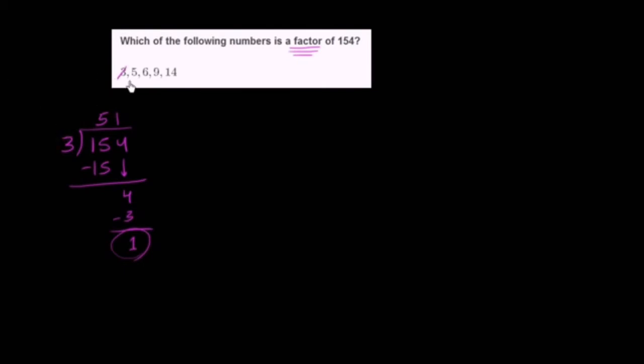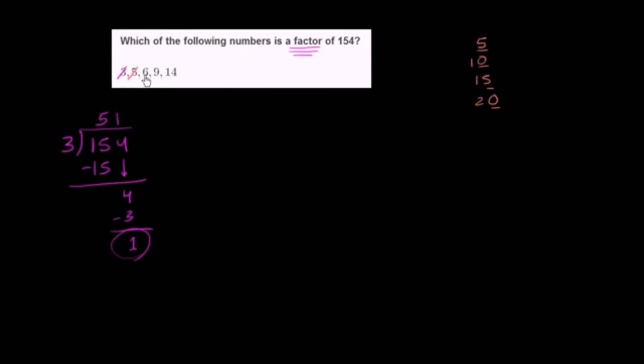Now what about 5? Well, any multiple of 5 is either going to have a 5 or a 0 in the ones place. You see that 5 times 1 is 5, 5 times 2 is 10, 5 times 3 is 15, 5 times 4 is 20. You either have a 5 or a 0 in the ones place. This does not have a 5 or a 0 in the ones place, so it's not going to be divisible by 5. 5 is not a factor. 154 is not a multiple of 5.